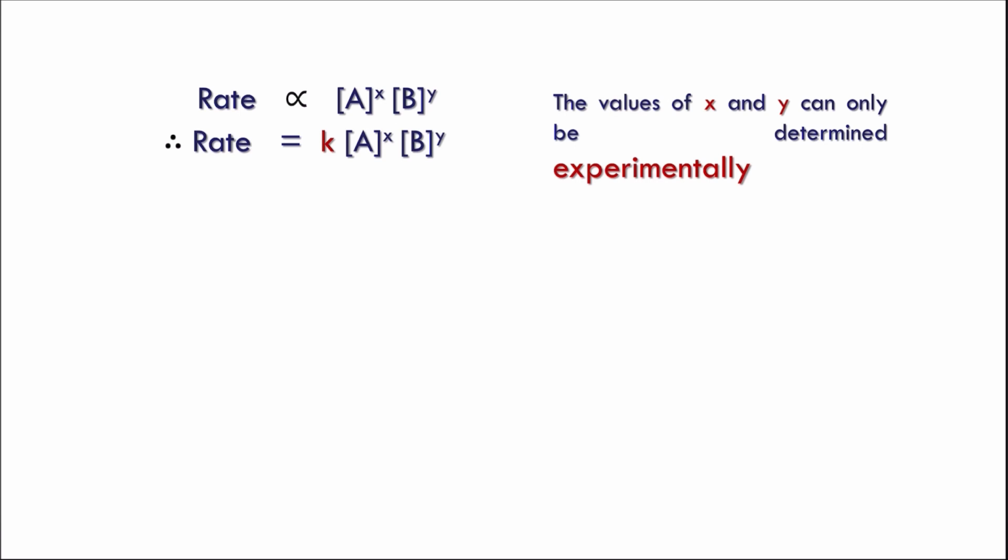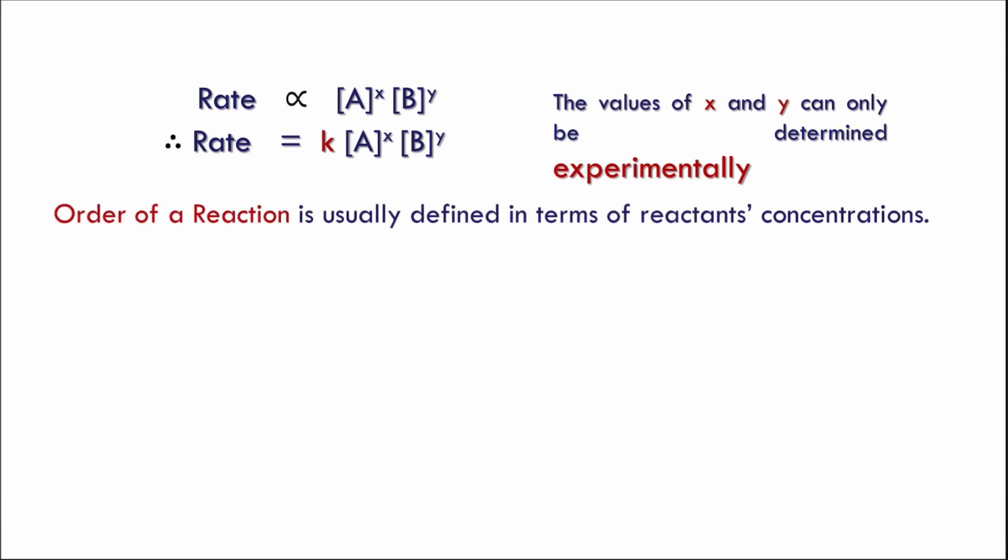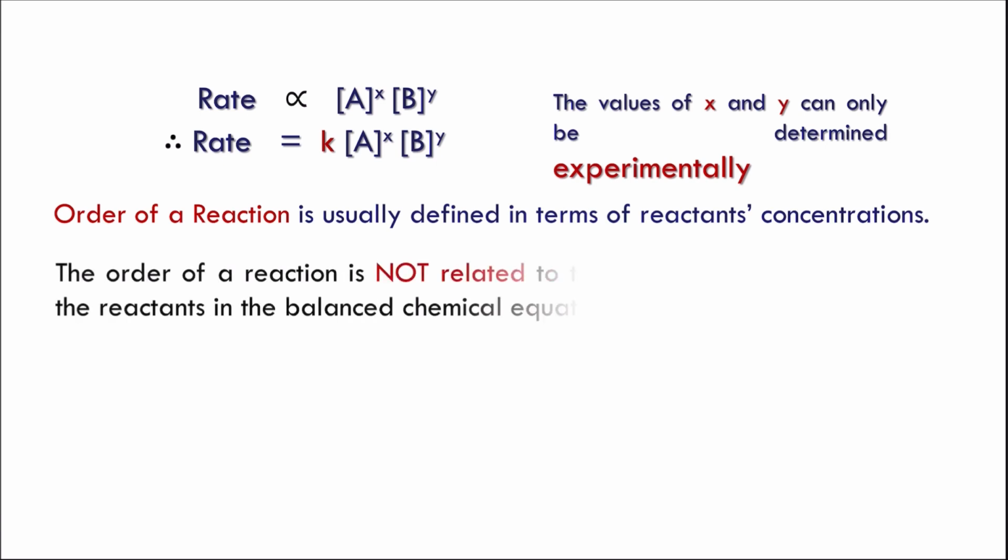experimentally. So, macam mana nak determine experimentally? Biasanya dia akan bagi data pada awak dan awak kena calculate. Dan biasanya, order of reaction is usually defined in terms of reactants concentration. Tetapi, perlu tahu, order of reaction tidak related to the stoichiometric coefficient of reactant. Maknanya dia tiada kaitan langsung dengan stoichiometric coefficient.